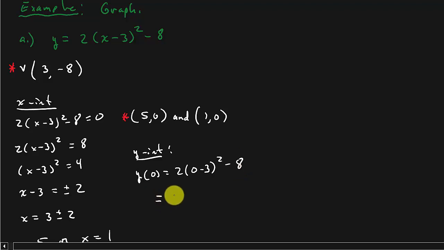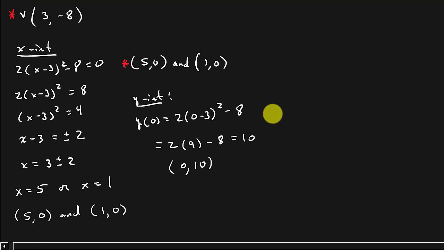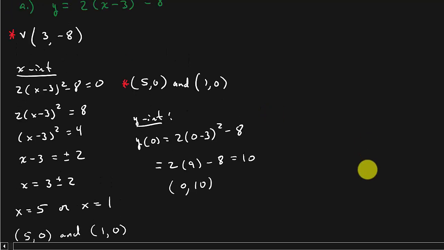And so that is going to be 2 times 0 minus 3, which is negative 3. Negative 3 squared is 9, minus 8. And so I'm going to get 2 times 9 is 18, minus 8 is 10. And so that's (0, 10). There's my y-intercept.